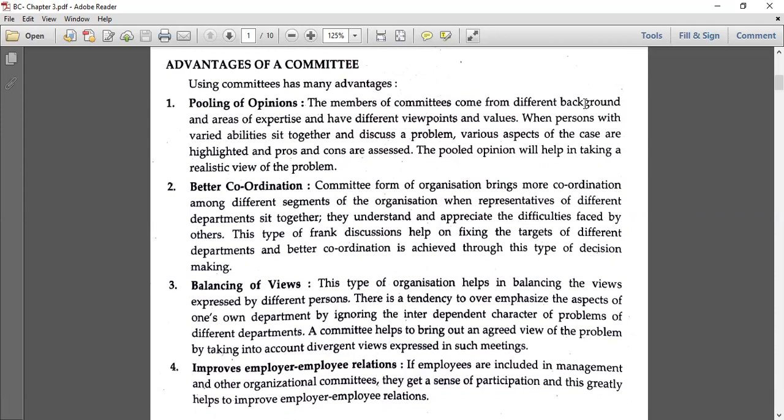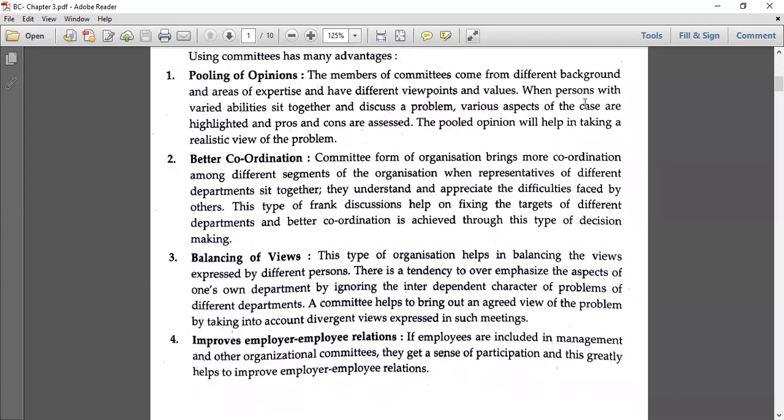Then second is better coordination. The committee form of organization brings more coordination among different segments of the organization. When representatives of different departments sit together, they understand and appreciate the difficulties faced by others. So in a way, they come together, they talk, they understand each other, and they try to fix the problem. They try to make better decisions. They try to find a way to achieve targets more easily through discussion and better coordination with the help of their experience, their knowledge, and all the discussions they are conducting. So these are the first two advantages: one is pooling of opinions, and the other is better coordination.